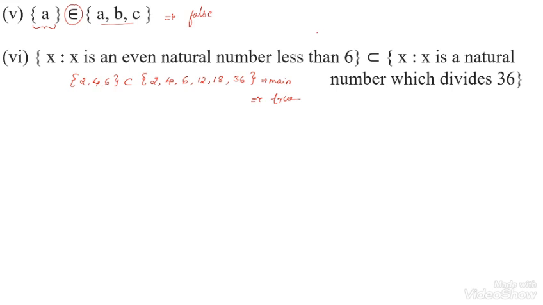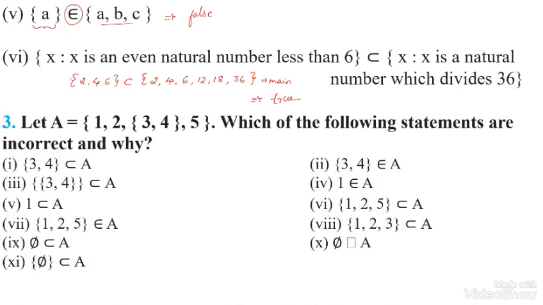Okay. Up to this much, question number 2 is completed. Now, let us move on to the next question. Question number 3. Here, let A be a set containing the elements {1, 2, 3}. In between the elements, they have given another set {3, 4, 5}. Which of the following statements are incorrect and why? Here, in the set, there is already a set. In between the set, it can always be taken as an element.